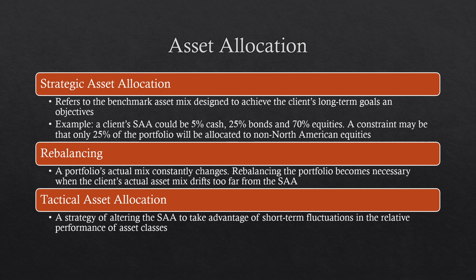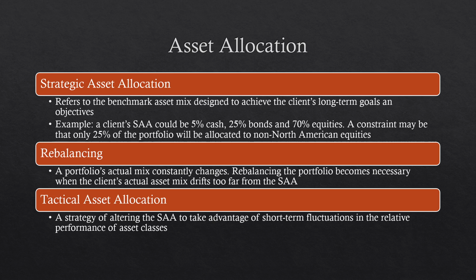Now rebalancing, this happens quite often. A portfolio's actual mix constantly changes, and rebalancing the portfolio becomes necessary when the client's actual asset mix drifts too far from the strategic asset allocation. In the example, equities typically would grow more than the bonds and cash portion. You would expect to see that equities portion grow from 70% maybe up to 75, 80% throughout the years. And so you would expect to cut back on some equities and move it over into bonds and cash every once in a while.